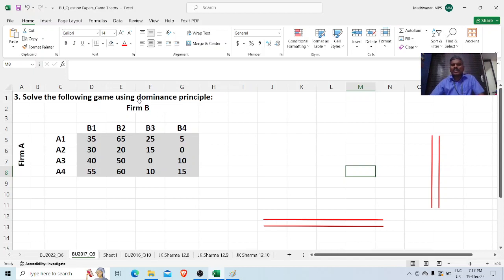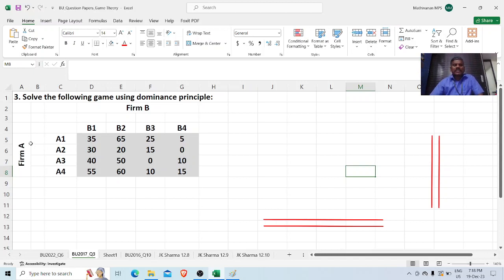It is already mentioned in the question paper that we have to use the dominance principle. That means the maximin and minimax principle is not helpful in solving this game. That is implied. So we need not try and check if we can solve this problem using maximin and minimax principle. Now we will look at this payoff matrix from the point of view of firm A.